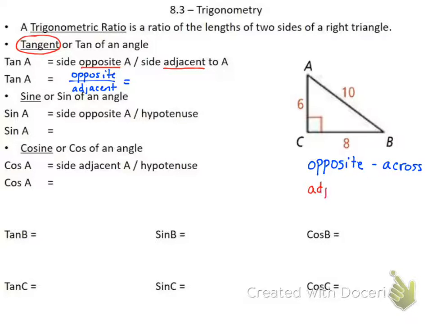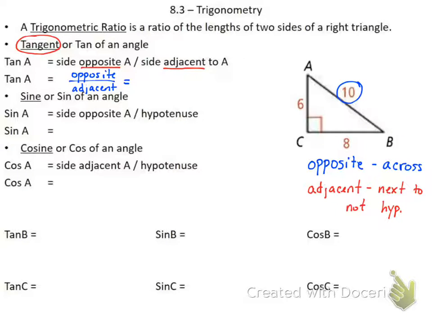Adjacent is going to mean next to, but not the hypotenuse. So next to, but not the hypotenuse. Again, the first thing that I want to do with this problem is identify the hypotenuse, which in this case is 10.